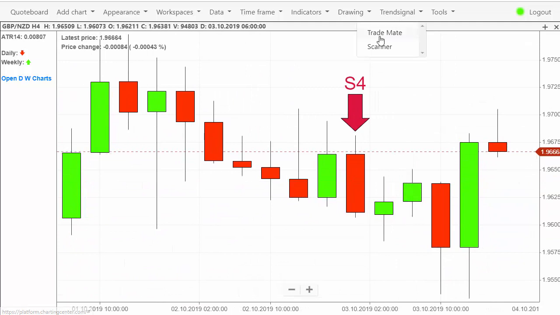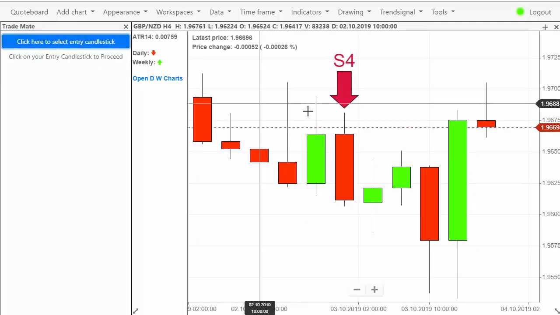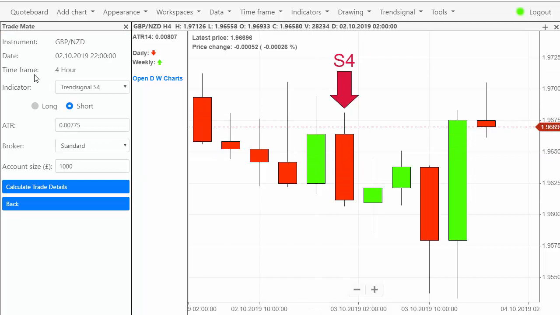And now we have that established, we just need to go to the trade mate feature, select the entry candlestick and select the candlestick in question. Now the indicator is pre-selected. This is the S4, big S4 above the arrow as well, just there for you. Now we have the short. We're going short. We're selling the markets. The ATR is taking a standard from the candle, and then select your brokerage. We're going to use standard to keep it simple for now, but that makes it a little bit easier for when you come to do this for yourself.